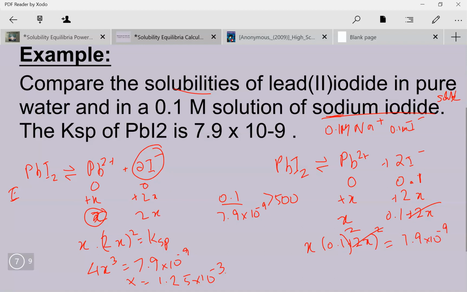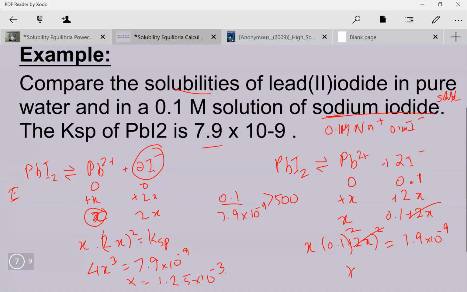Again, the KSP does not change, because the KSP does not depend on the source of the ions. It just depends on the temperature. So just because I have sodium iodide does not mean that my KSP will change for lead iodide, right? So here, if I calculate my x, I get 7.9 times 10 to the power of negative 9 divided by 0.1 squared.